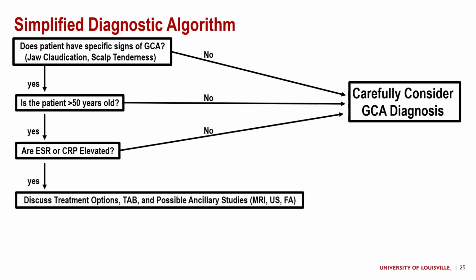However, if the ESR or CRP, if either of those, even just one of them, is elevated above the typical threshold, then this is the point where you need to really consider and discuss with the patient, okay, should we start steroids right away in order to try and prevent potential vision loss? You should discuss getting a temporal biopsy to help confirm the diagnosis. And you can consider discussing potential ancillary studies like the MRI, ultrasound, and fluorescein angiography.